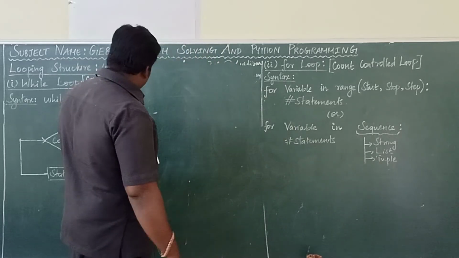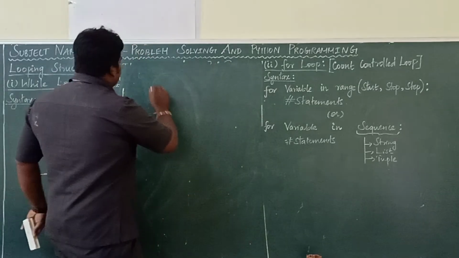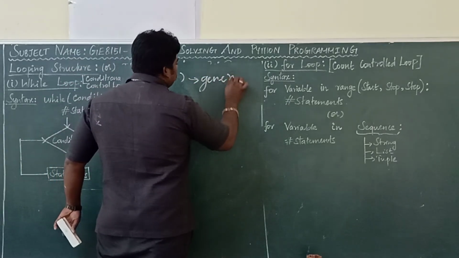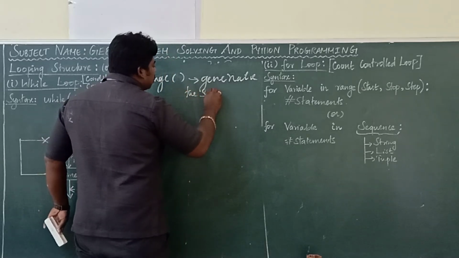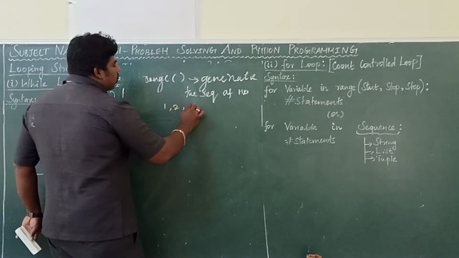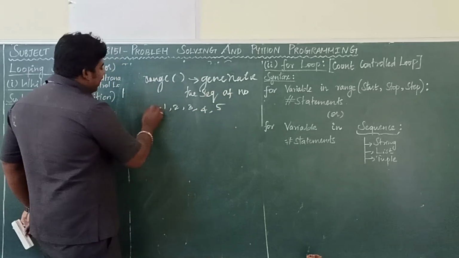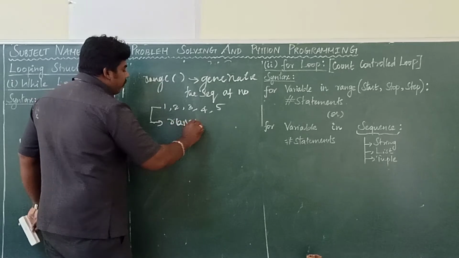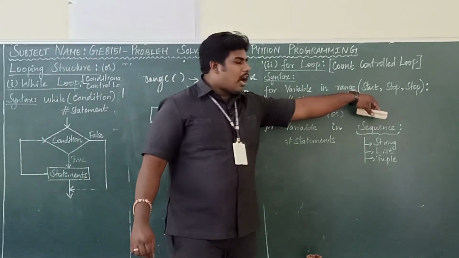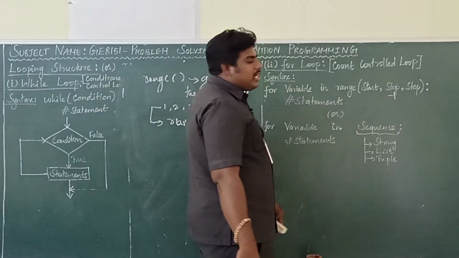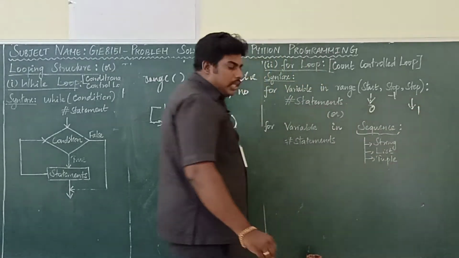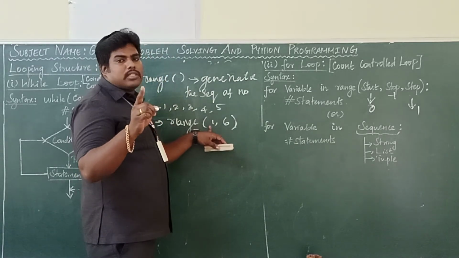Okay, so in the previous video session I already taught you about the range. The range function is used to generate a sequence of numbers. For example, I want to generate 1, 2, 3, 4, 5, then I can use range of 1, 6. What's the syntax of the range? Start, stop, step size. Stop is always stop minus 1. Your default start is 0. Your default step size is 1. See here, your start is 1 and the end is always stop minus 1.